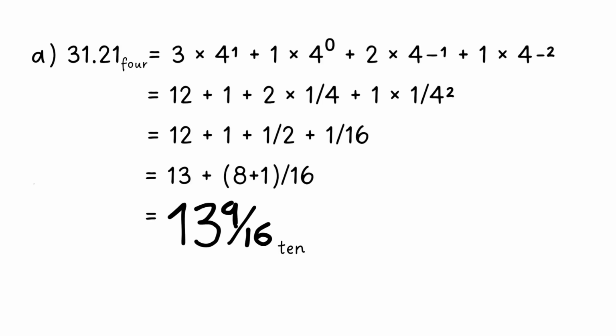We know that decimal means base 10, so we are converting them to base 10. So to convert 31.21 base 4 to base 10, we have 3 times 4 raised to power 1 plus 1 times 4 raised to power 0 plus 2 times 4 raised to power minus 1 plus 1 times 4 raised to power minus 2. And then we have 12 plus 1 plus 2 times 1 over 4 plus 1 times 1 over 4 raised to power 2. And then it goes on, and then we see on the screen that we have our final answer as 13 whole number 9 over 16 to base 10.